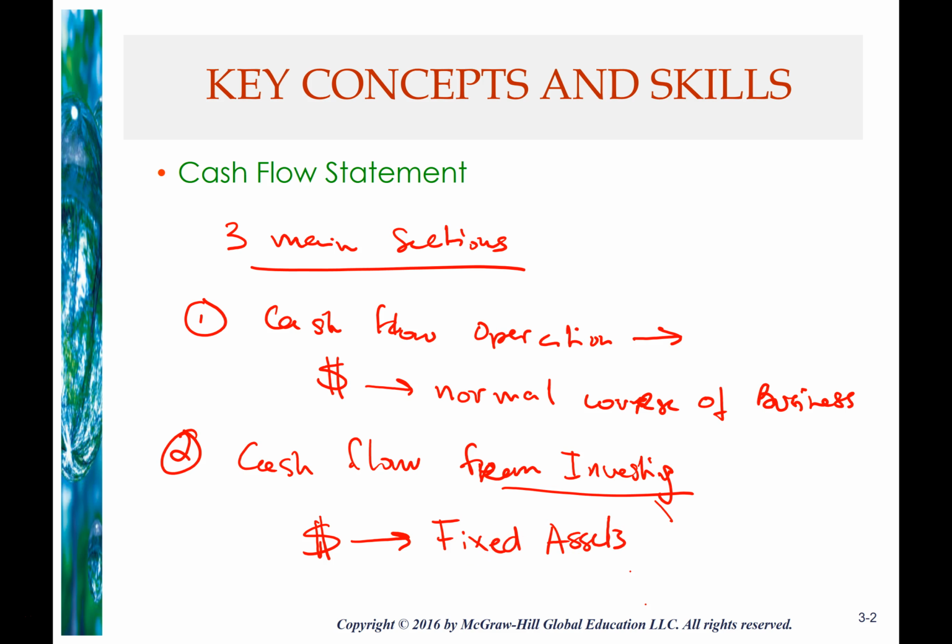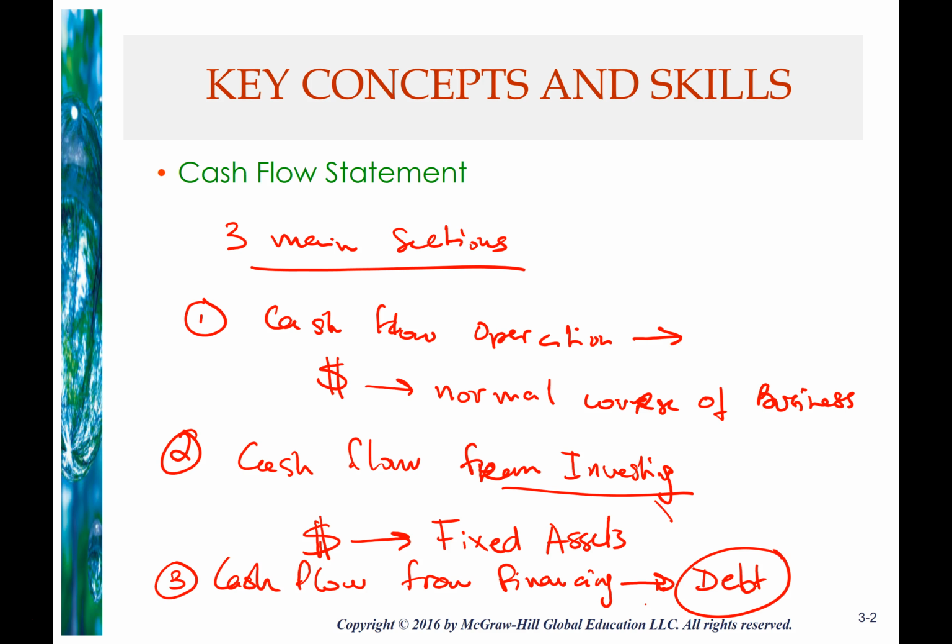Okay, and the third section is your cash flow from financing activities. We'll go into more detail about these three sections in the next slide. Basically, this is the movement of your cash from financing activities, meaning that either you borrowed some money or you made a payment on the debt that you owed. So we'll say here this is debt, right? In both long term and short term.